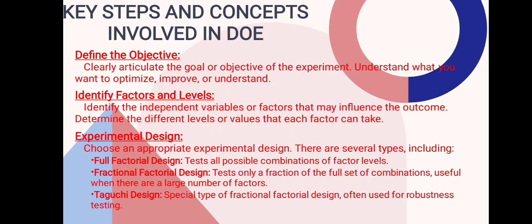Third is experimental design. Choose an appropriate experimental design. So there are several types including full factorial design, test all possible combinations of factor levels. Fractional factorial design, test only a fraction of the full set of combinations, useful when there are a large number of factors. Taguchi design, a special type of fractional factorial design often used for robustness testing.